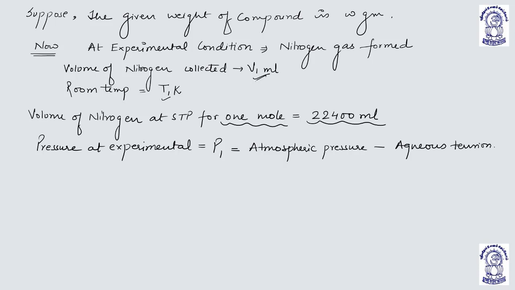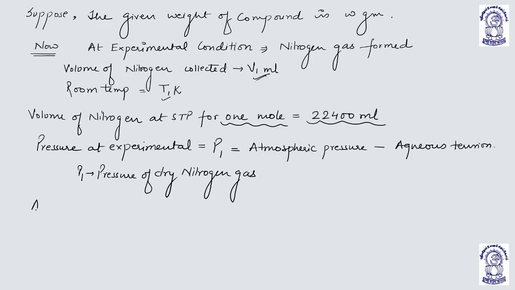As you know, the gas is formed with the downward displacement of water, and because of heat, some of the water also comes into vapor phase. So you will have the pressure from the gas and the pressure from the water vapor. So P1 is the pressure of dry nitrogen gas, which is equivalent to atmospheric pressure minus aqueous tension.